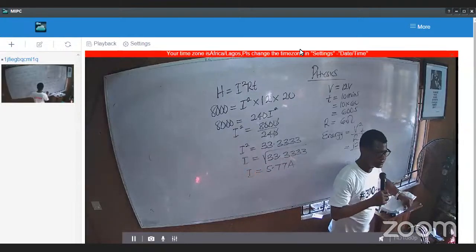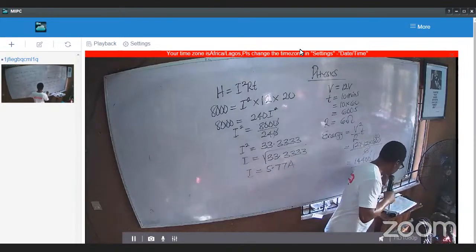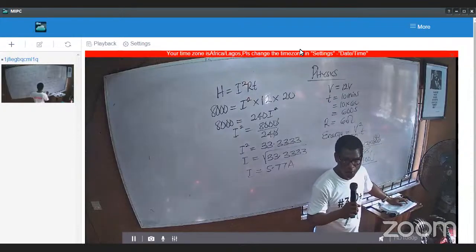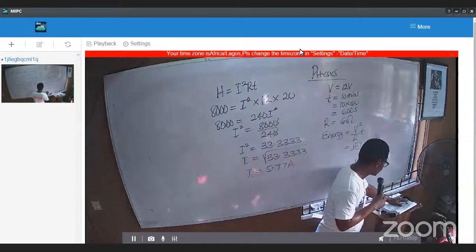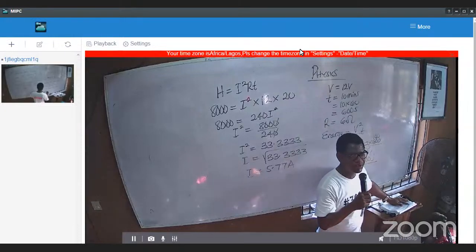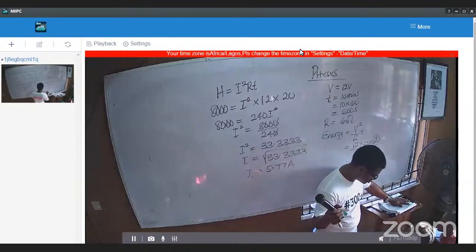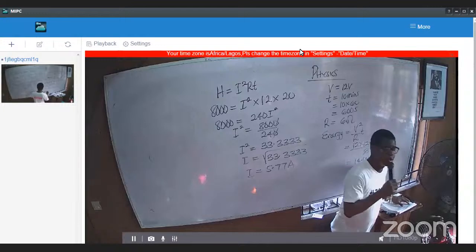Question 4. An electric generator rated 12 kilowatts, 2 kilovolts.